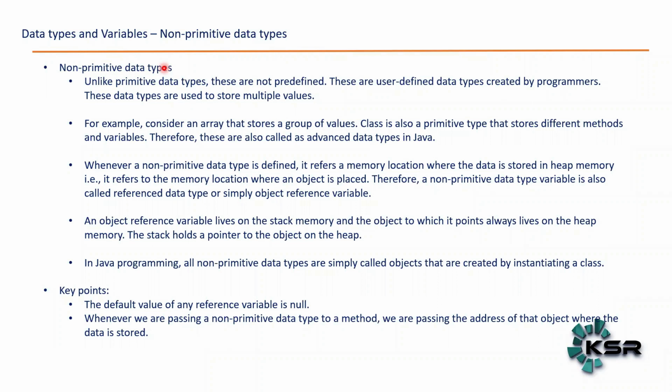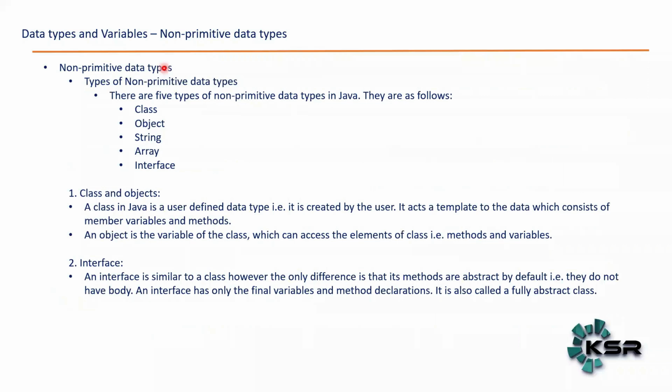But the index starts with 0. So how many values are stored? 3. But what is the last index? 0, 1, 2. So 2 is the last index, not 3. We will come to know these when we get a deep dive into it, but I'm giving a heads up. So what are the non-primitive data types? It's about class, object, string, array, interface. All these things we'll see. What is a class? We have seen.